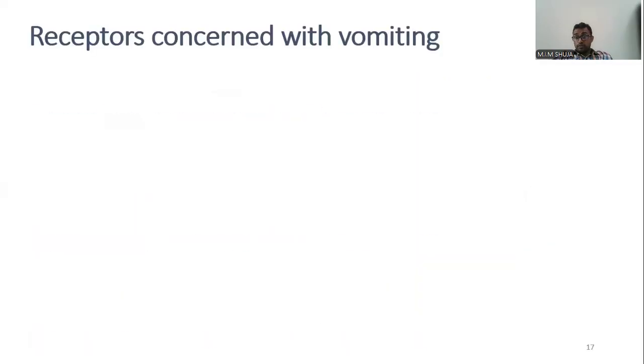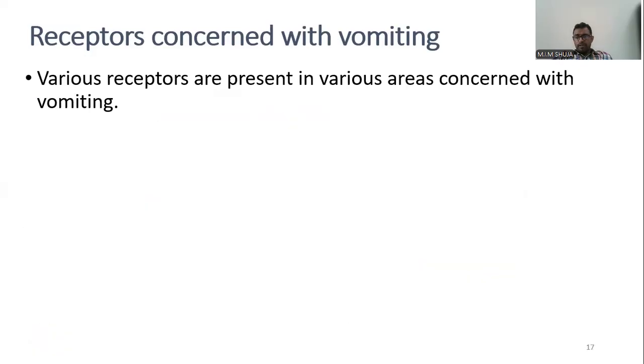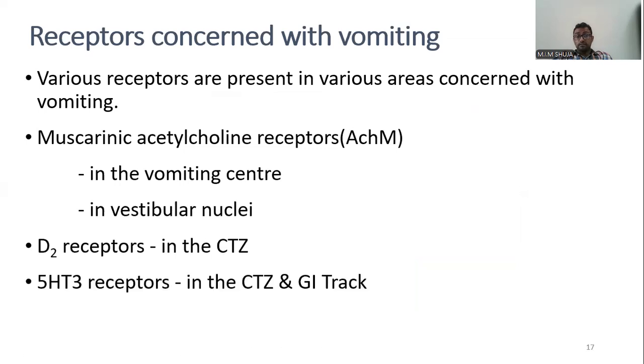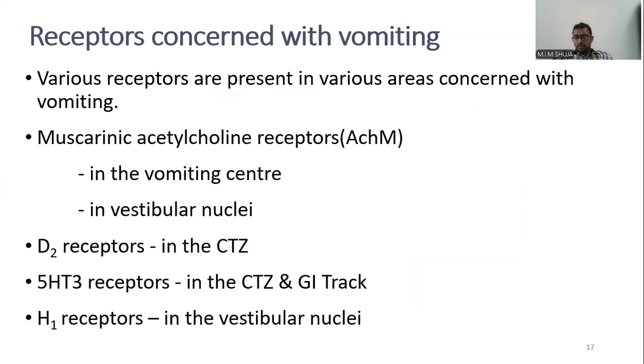Now we look at the important receptors involved in vomiting. Vomiting is controlled by several pathways, and each pathway uses different neurotransmitters and different receptors. This is clinically important because many antiemetic drugs work by blocking these receptors. First, we have muscarinic acetylcholine receptors, also called ACHM receptors. These receptors are present in the vomiting center and also in the vestibular nuclei. They are especially important in vomiting related to the vestibular system, such as motion sickness.